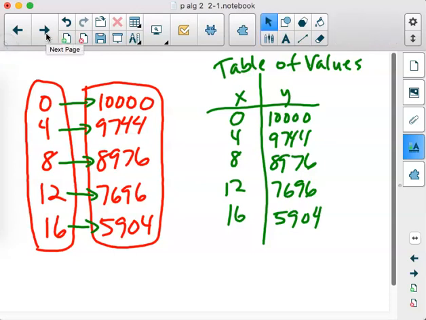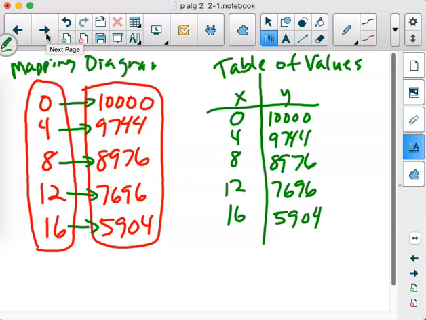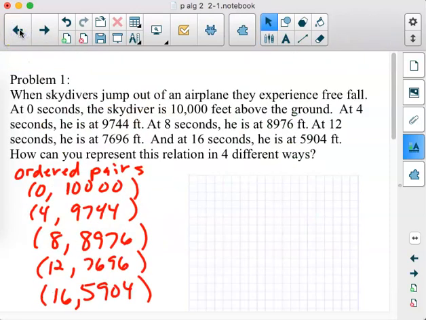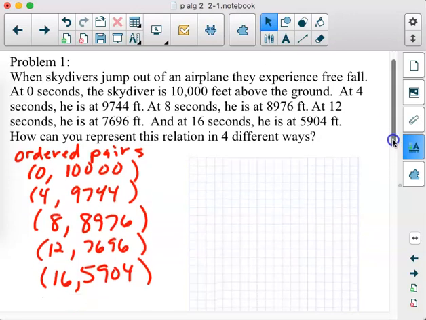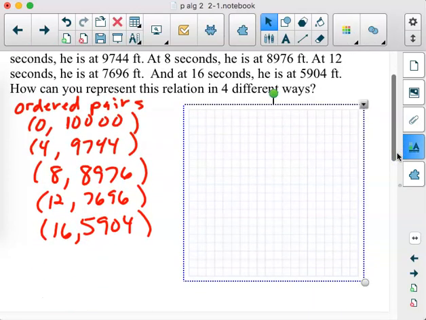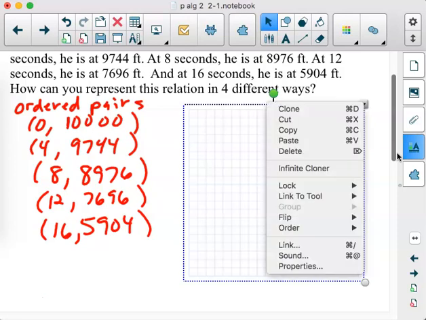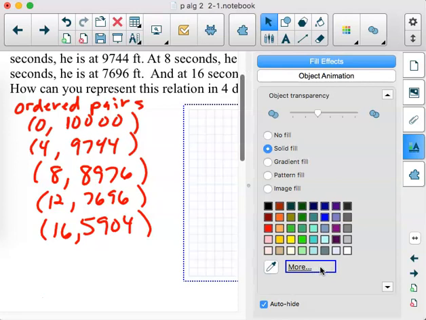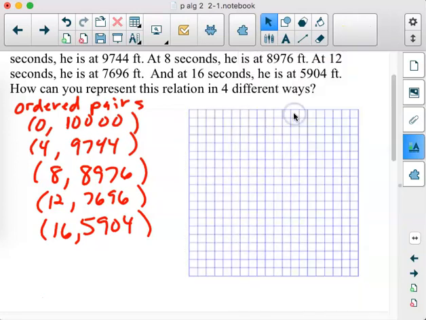So here is the mapping diagram and the table of values. You can use the table of values, you can use the ordered pairs, whatever you want to use here to get these graphed, because that's going to be our final method. So this little thing right here is 20 by 20. I'm going to try and darken this up just a little bit so that we can see the blue a little bit better. There we go.